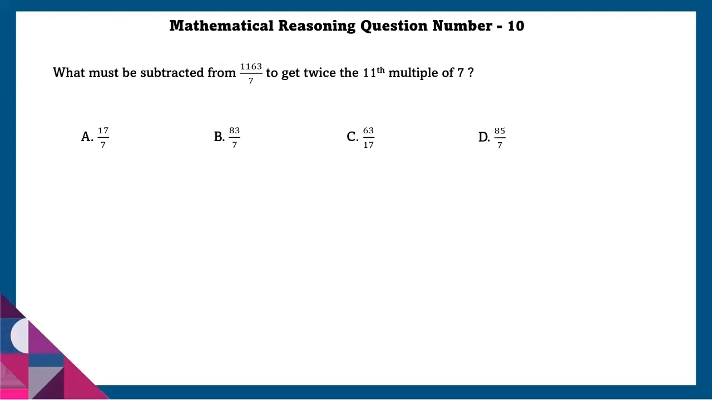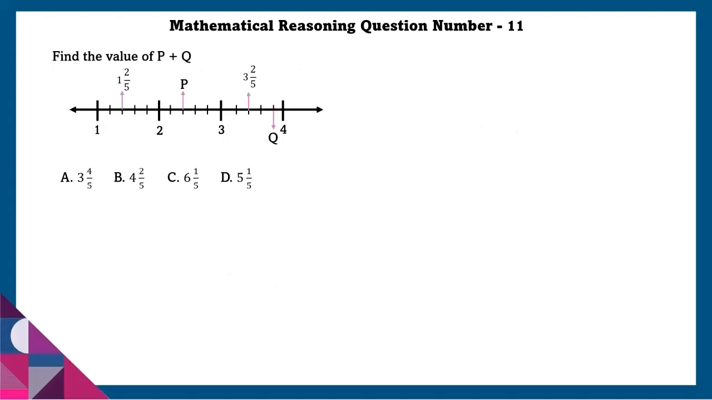Mathematical reasoning question number 10. What must be subtracted from 1163 by 7 to get twice the 11th multiple of 7? 11th multiple of 7 is equal to 77 and we need to find the twice of that. So 1163 by 7 minus 154 is equal to x. So using this, we can find the value of x, that is equal to 85 by 7.